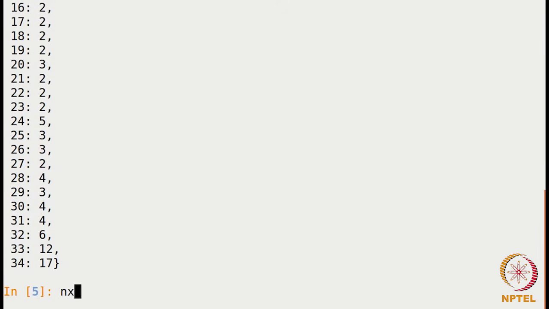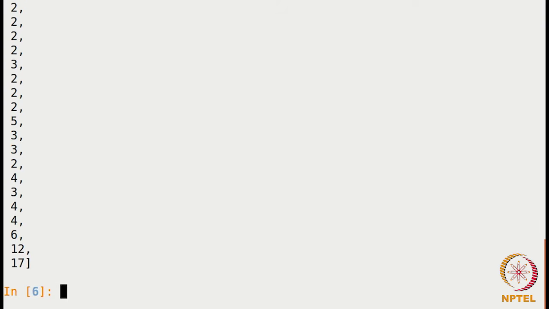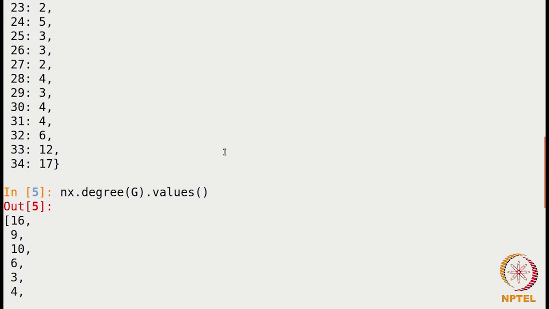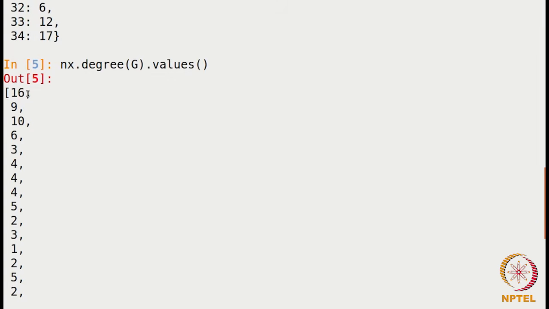So what I can write is nx.degree(G). So this is going to give me a dictionary. All I'm interested in is the values. So I'm going to write .values() here. So it should return me a list which is having all the values. So what I get here is basically all the possible degrees that the nodes are having. Now my aim is to get the possible degrees that the nodes can have. Here you see there are a lot of repetitions.